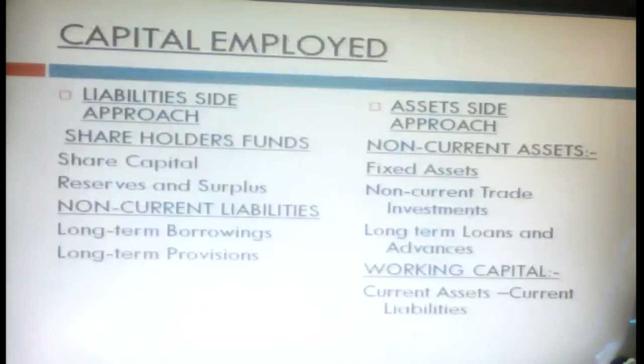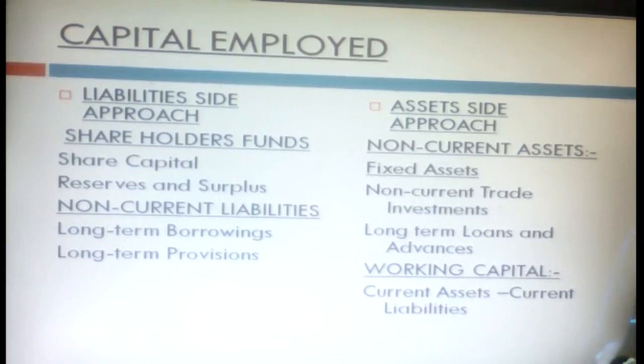Here we can also discuss both ways of calculating capital employed. In the same manner we already discussed our properties fund, correct? So, liability side approach and asset side approach. From the liability side approach, how are we going to calculate capital employed? We have to consider shareholders' fund, nothing but our share capital, reserves and surplus. The share capital here includes equity share capital and preference share capital. And what are the non-current liabilities? Like long-term borrowings and long-term provisions.